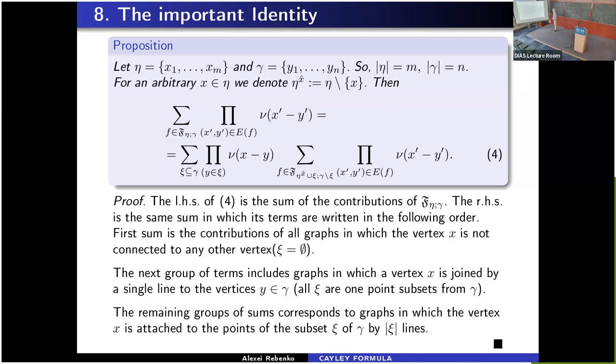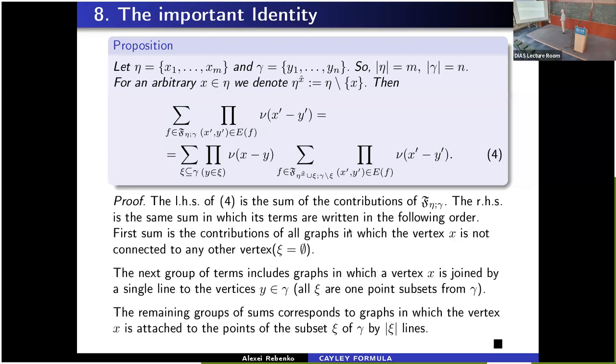The next group of terms includes graphs in which vertex x is joined by a single line to a vertex of gamma. All of these are points from the subset of gamma. So if gamma is divided into all subsets, the remaining group of sums corresponds to the graphs in which the vertex x is attached to the points of the subset psi of gamma by cardinality of psi lines. So this is just easy for you.